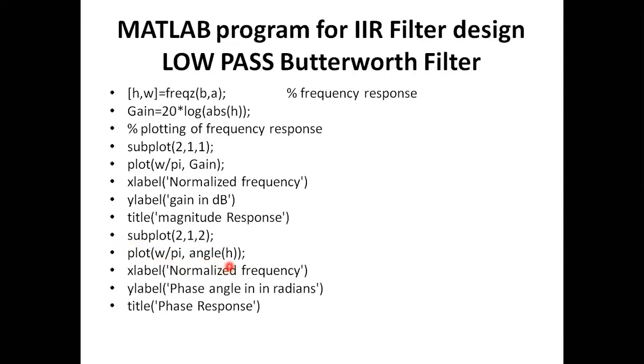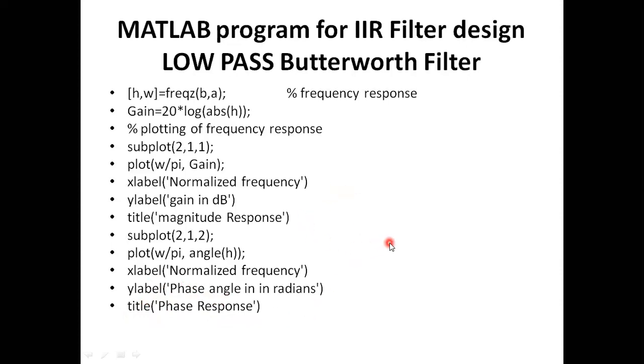Frequency versus angle. So what is the angle? This H is your frequency response. The angle of H will give the phase, and this is your frequency divided by pi. Give the xlabel and ylabel. For xlabel I am giving normalized frequency, and for ylabel I am giving phase angle in radians. Now give the title. So the title is given as phase response.